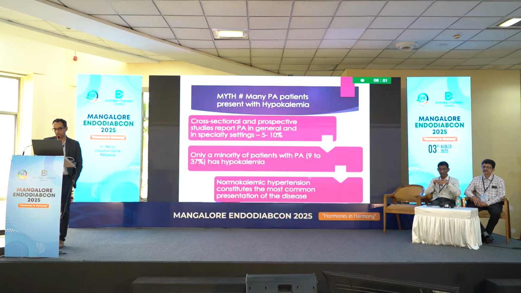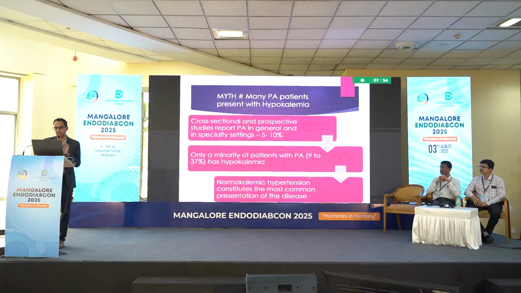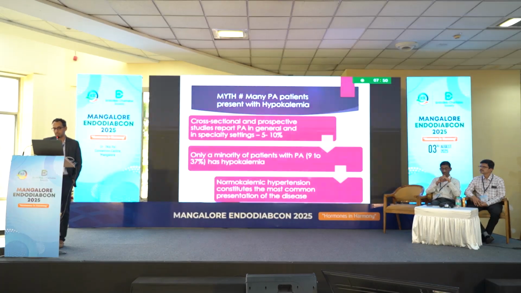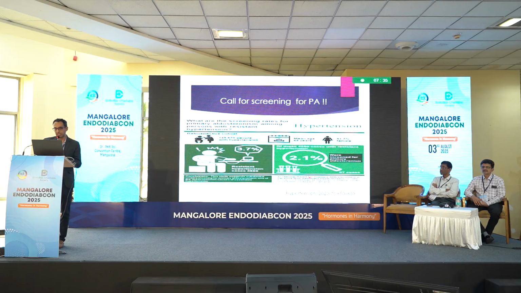But an important myth you should remember: many believe PA patients will present with hypokalemia. That is not correct. It's a very common cause. Among resistant hypertension cases, in 5 to 10% you will encounter primary aldosteronism, but only a minority, 9 to 37%, will have hypokalemia. So normokalemic hypertension is the most important presentation of PA. One should remember that.